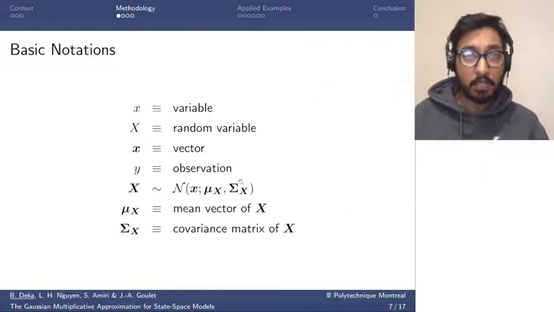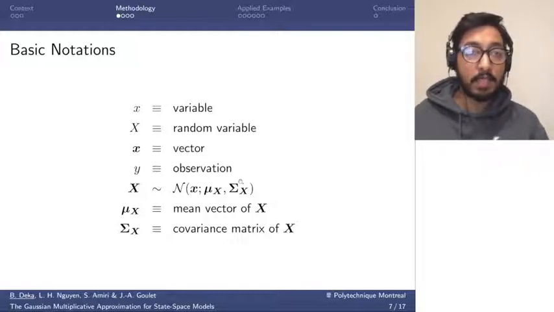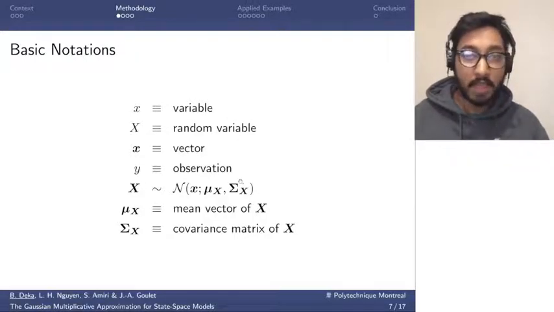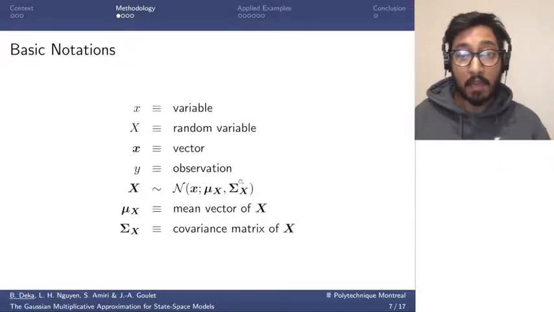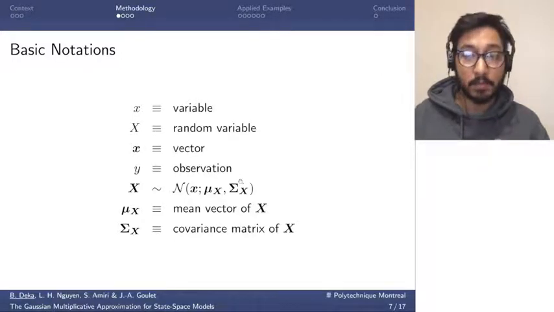Before moving into the methodology section, I want to quickly go over the basic notations which I'll be using throughout the methodology section. So we represent the lowercase x to be a variable, the uppercase X to be a random variable, bold lower x to be a vector, and the upper bold X will be a matrix. We have y, which represents observation. So if we have a vector of random variables which has a Gaussian distribution, we'll represent it in this way, for which mu x and sigma x represent the mean vector of x and covariance matrix of x.